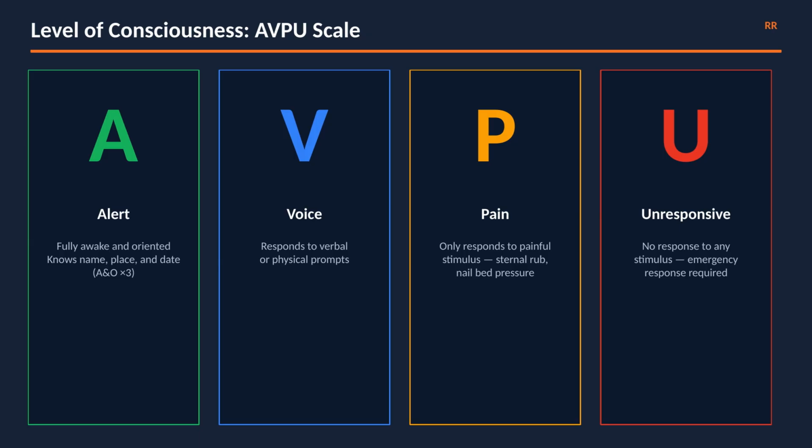V. Voice. The patient responds to verbal or physical prompting. They're not fully alert but respond when addressed. P. Pain. The patient only responds to a painful stimulus, a sternal rub, nail bed pressure. This indicates significant neurological depression. U. Unresponsive. No response to any stimulus whatsoever. If your patient is anything other than A, document it, notify the team, and do not proceed without guidance.